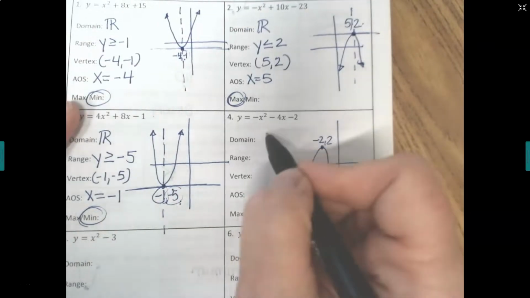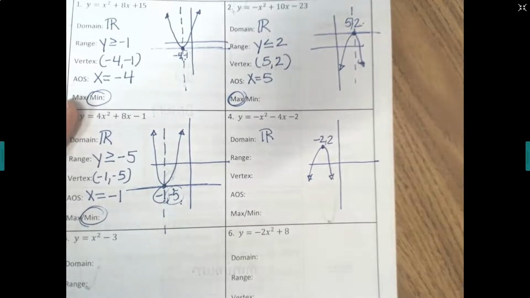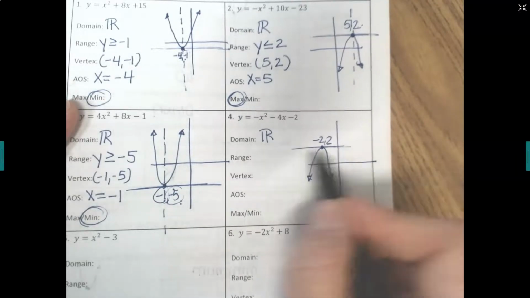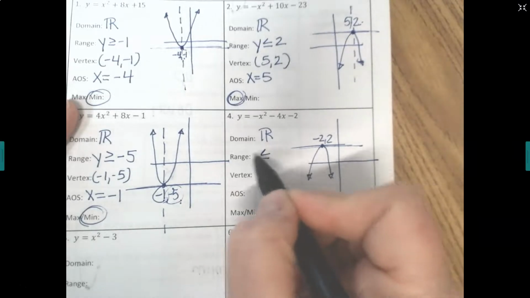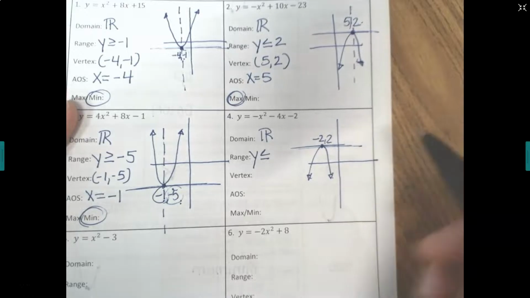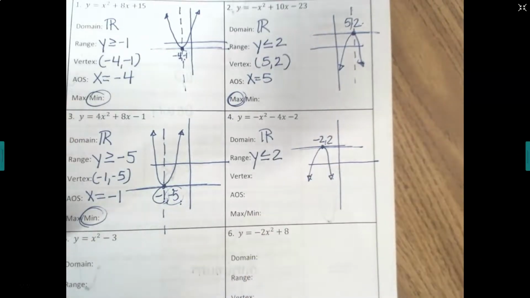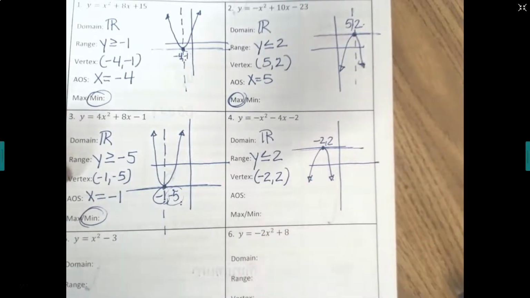If it's not a word problem, our domain is never ending left to right because of the arrows. Our range, the entire graph, is below that point. So we know we've got a less than or equal to, and we're talking about y values. So you just look at the y value of the vertex, so it's less than or equal to 2. Our vertex we got from Desmos, -2, 2.